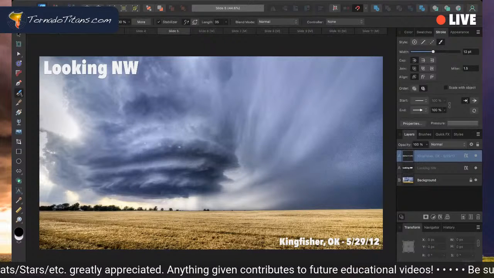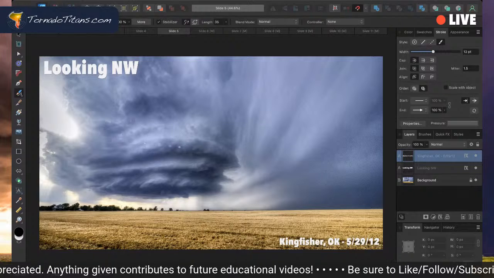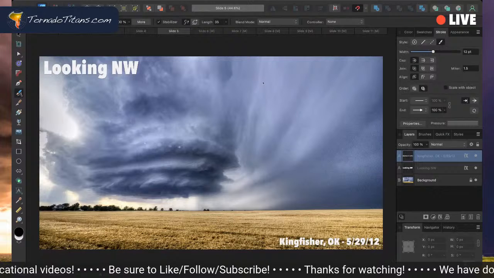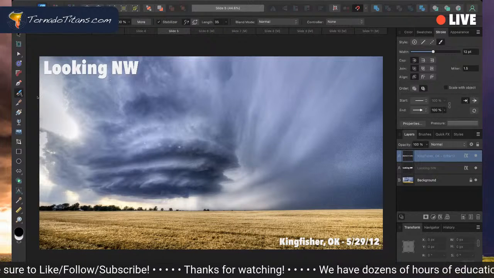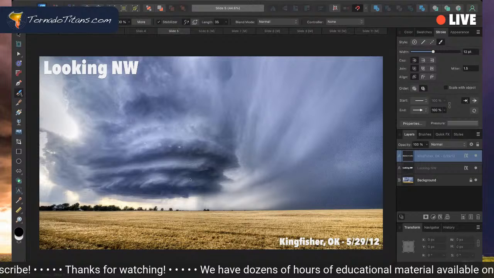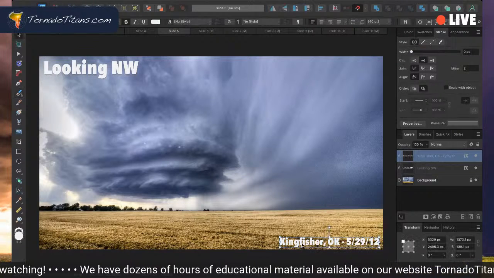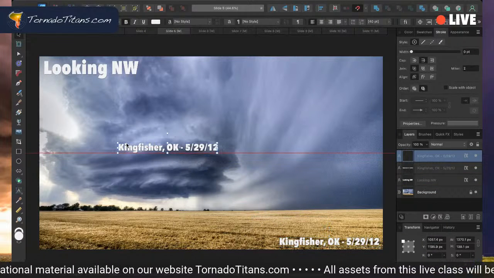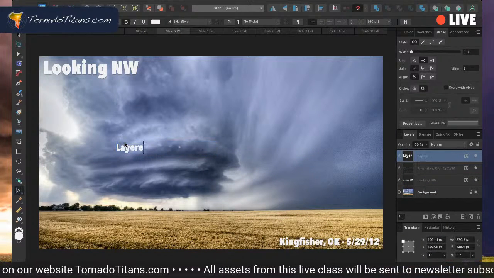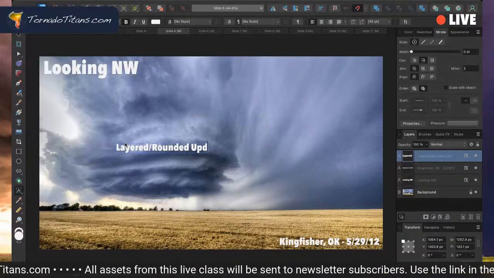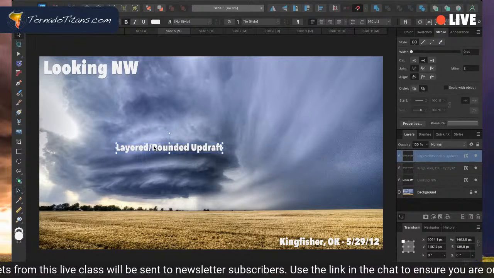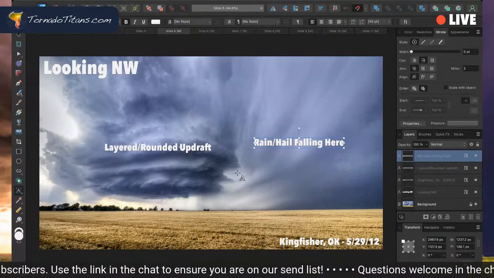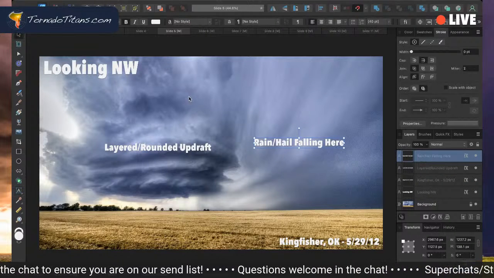So let's talk about this storm. Gene, what kind of storm are we looking at there? That's an obvious supercell. And Gene, what makes it an obvious supercell? Well, you see the layering in the updraft. You see the rounded nature of the updraft. You see that the precipitation and downdraft is well displaced from the updraft. You have a vault area between the updraft and the downdraft. You see an element of the precipitation being pulled around the backside by the RFD.